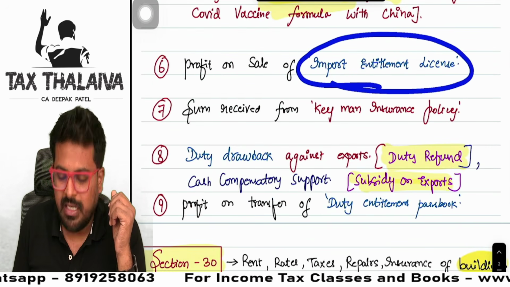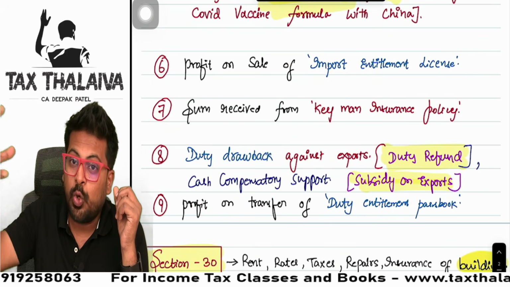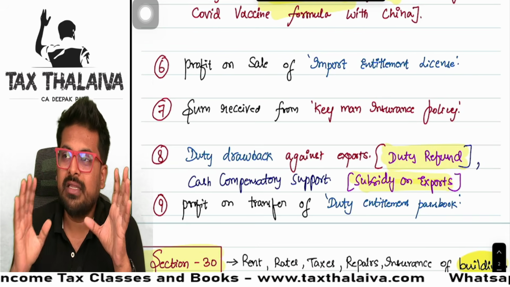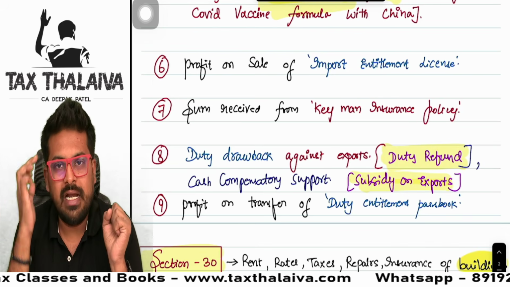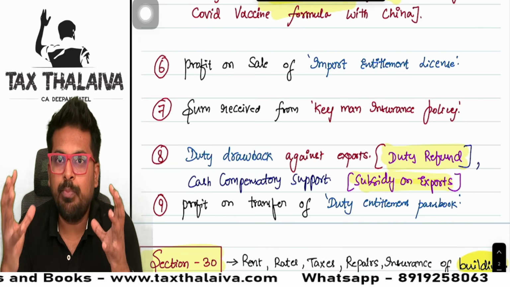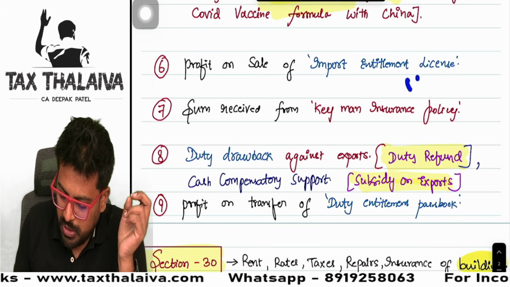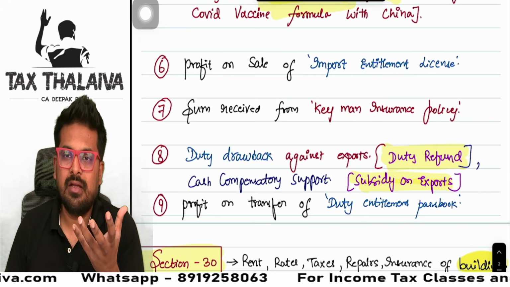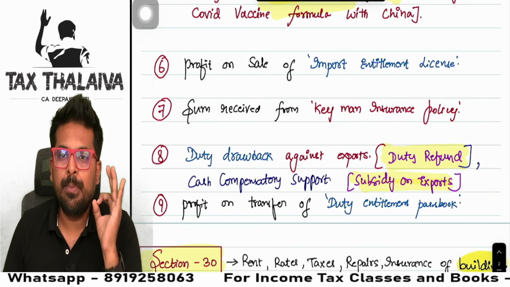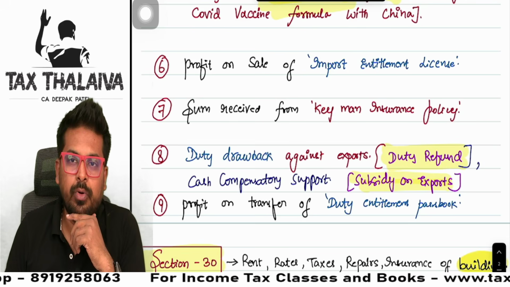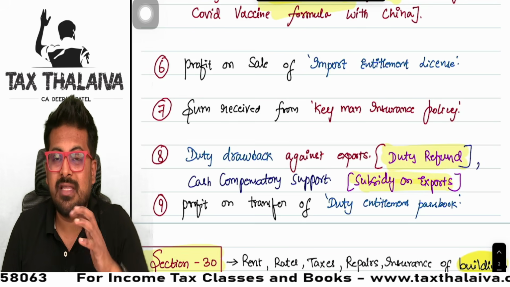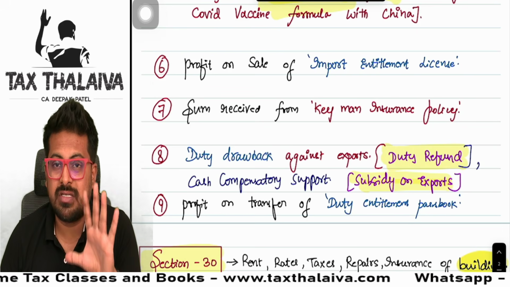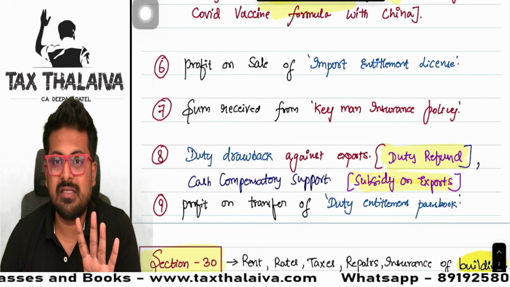Profit on sale of import entitlement license. See guys, if you want to import any goods from outside India, it is not so easy. You have to take a license from the Indian government stating the quantity of goods you will be importing. Let's say, for example, you took a license and you mentioned in that license that we will be importing 100 crores of imports. But in this year there is no business, there is no demand for your product. You only imported 50 crores. The remaining 50 crores, you have as credit in the license.